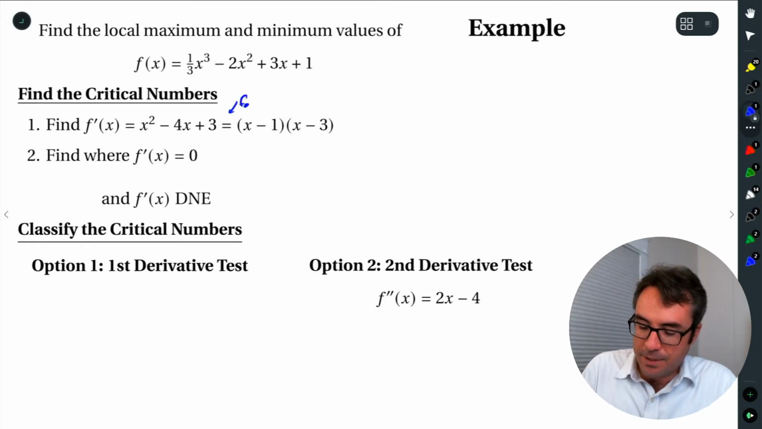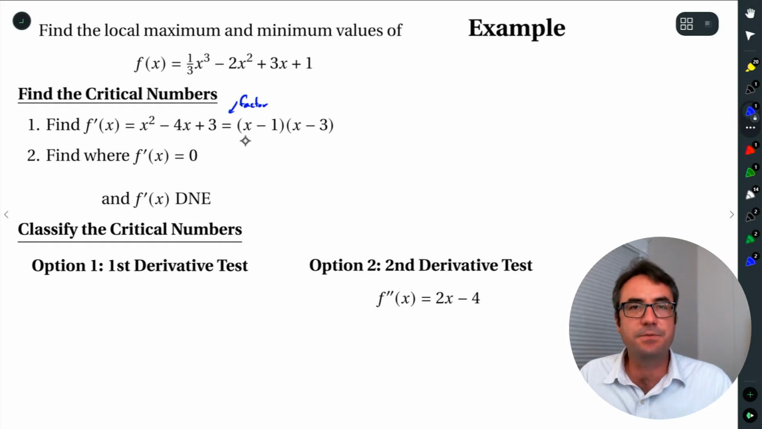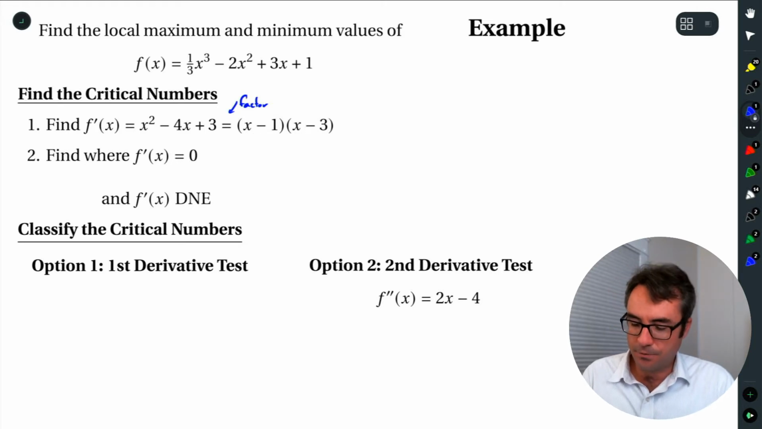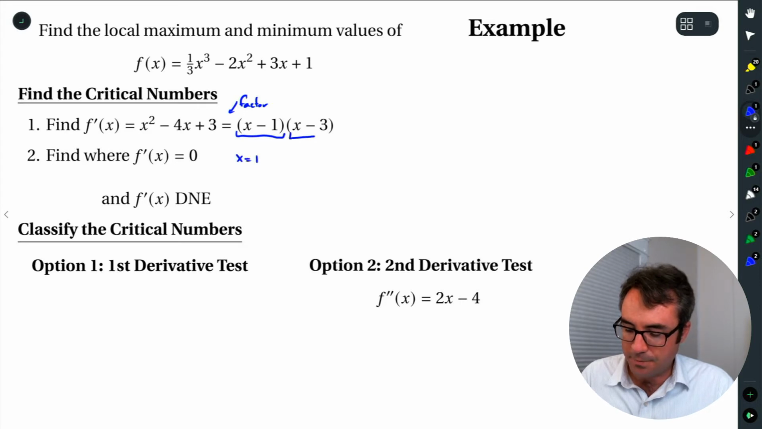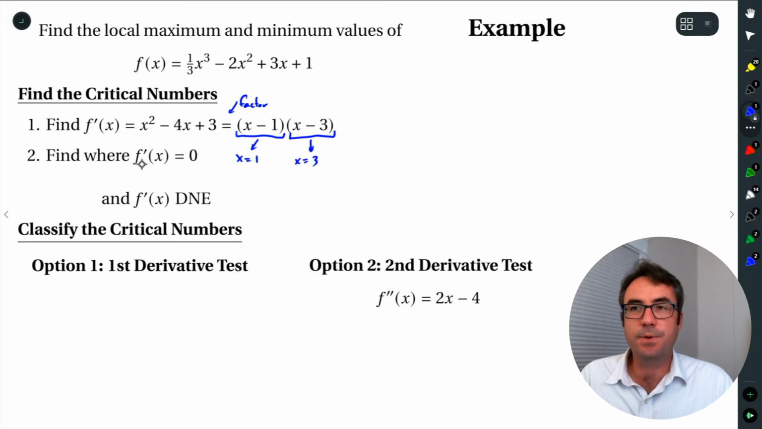We did this back in the intervals of increase and decrease lesson, so we'll review it here, but go through it a little bit quicker. We factor this into x minus 1 times x plus 3. Why it's helpful to have this factored is because locating where the derivative is 0 just comes down to setting each of these factors equal to 0. From the first factor, we get x equals 1, and from the second factor, we get x equals 3. So that's where our derivative is 0: x equals 1 and x equals 3.